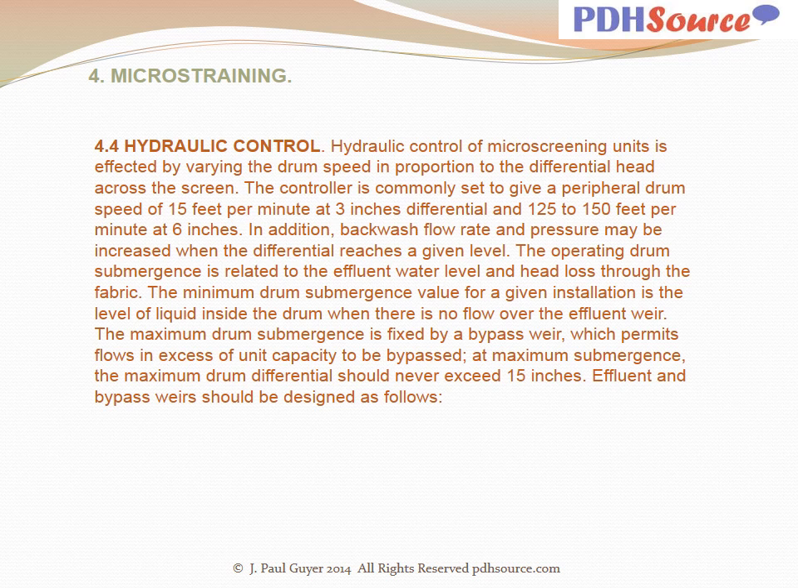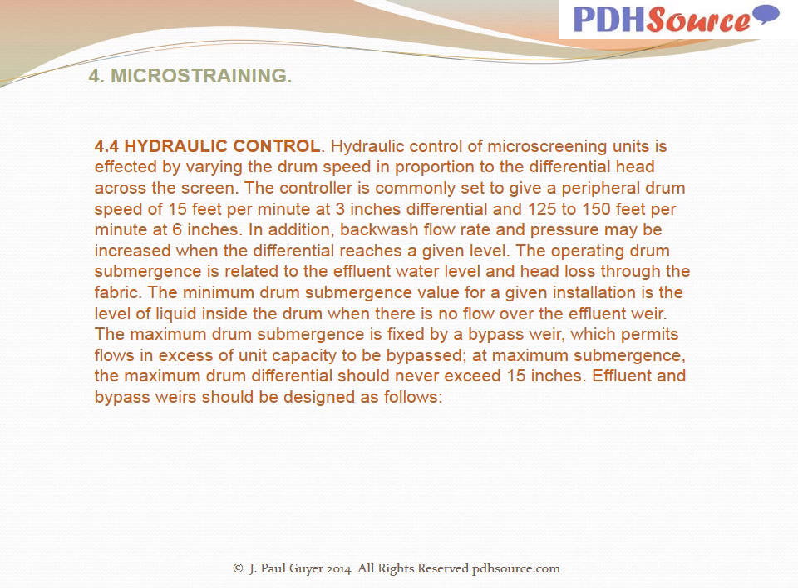The operating drum submergence is related to the effluent water level and head loss through the fabric. The minimum drum submergence value for a given installation is the level of liquid inside the drum when there is no flow over the effluent weir. The maximum drum submergence is fixed by a bypass weir which permits flows in excess of unit capacity to be bypassed. At maximum submergence, the maximum drum differential should never exceed 15 inches.